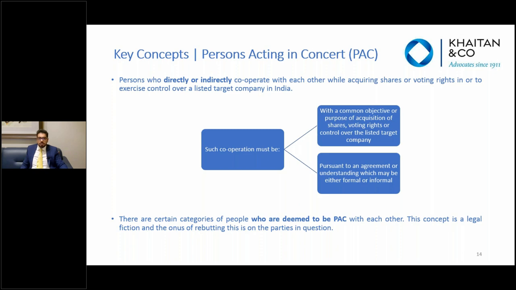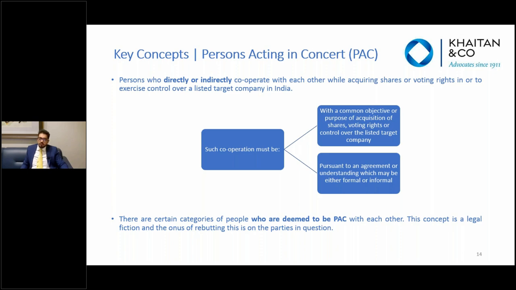The other situation is where certain persons, by virtue of their relationship, are considered and deemed to be acting in concert with each other, unless you can prove to the contrary. For example, a holding company and a subsidiary company would be considered as deemed persons acting in concert. An immediate relative with another relative would be deemed to be acting in concert. Directors along with the company, promoters and other members of the promoter group.